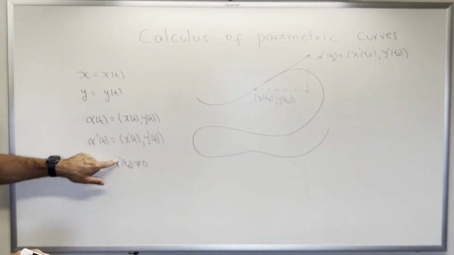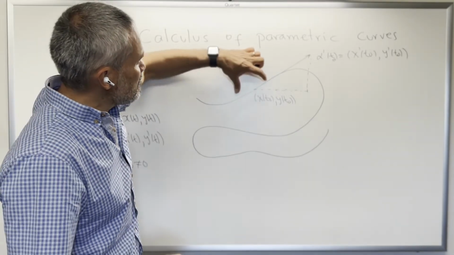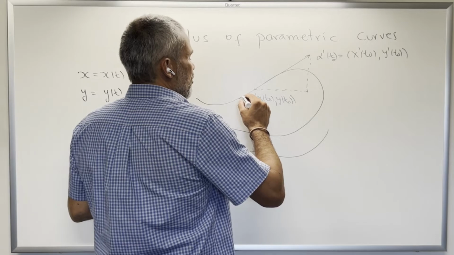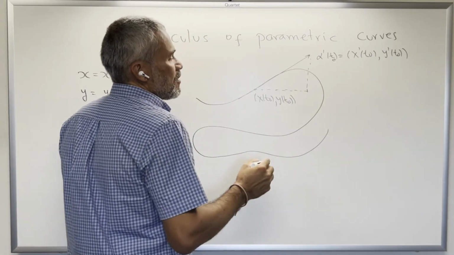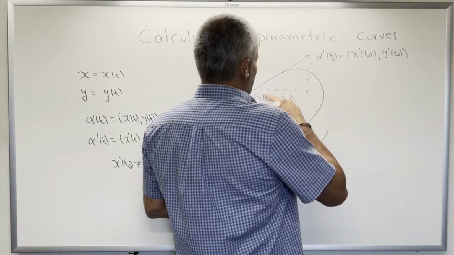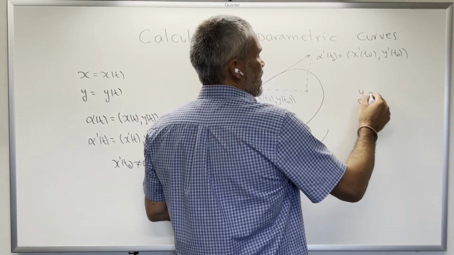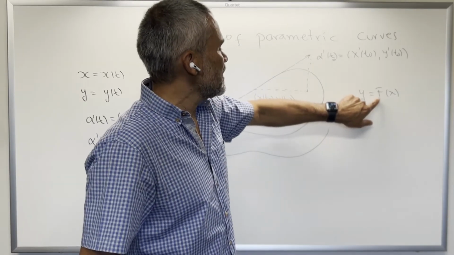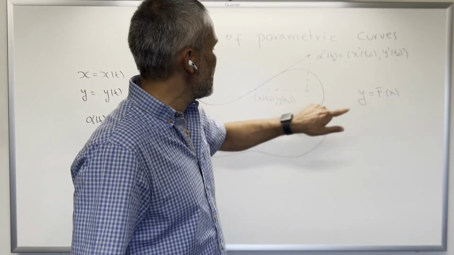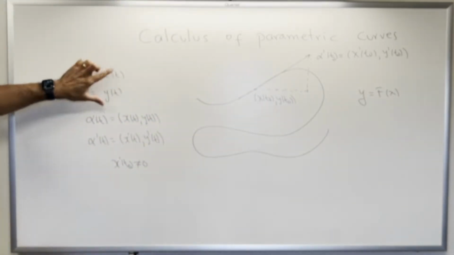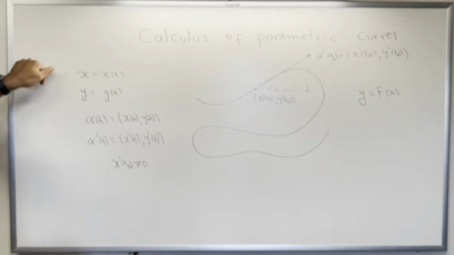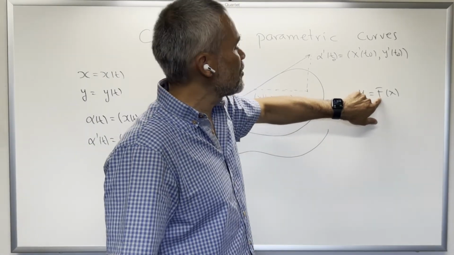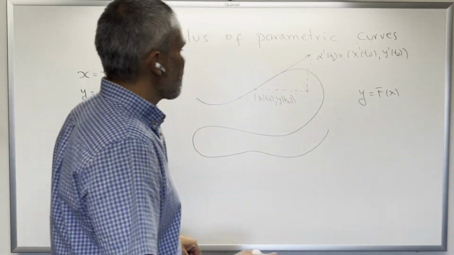And if x prime of t sub 0 is different from 0, that means that near this point, this curve represents the graph of a function. That means that near this point we can write y as f of x. And the interesting part is that we don't need to know f. We don't need to do the process of eliminating t or solving for t and replacing it in the other, in order to compute the first and second derivative of this function.